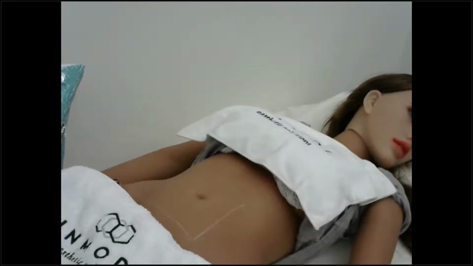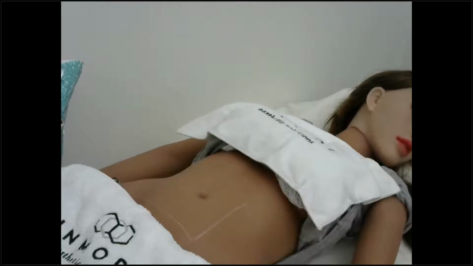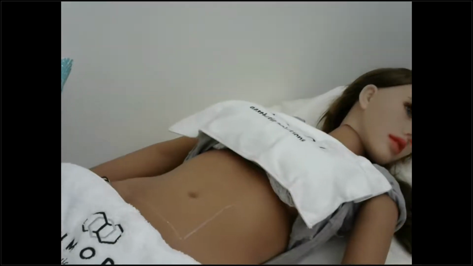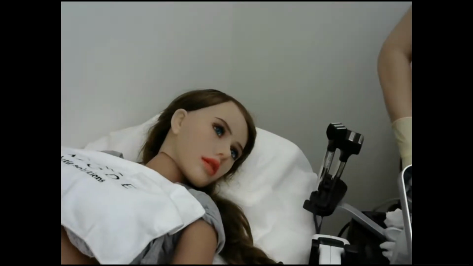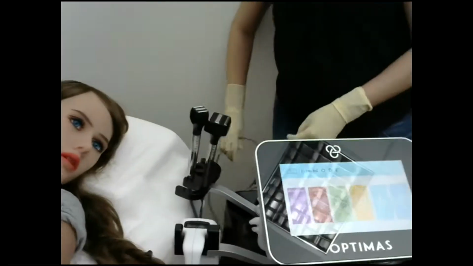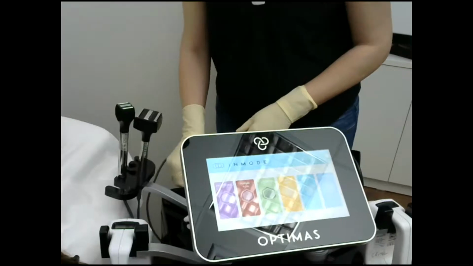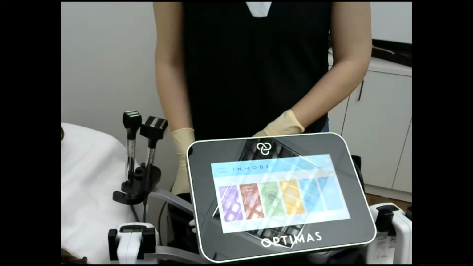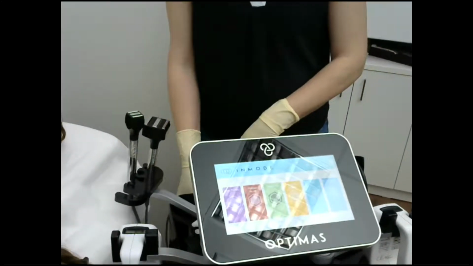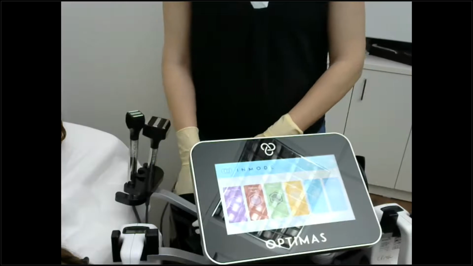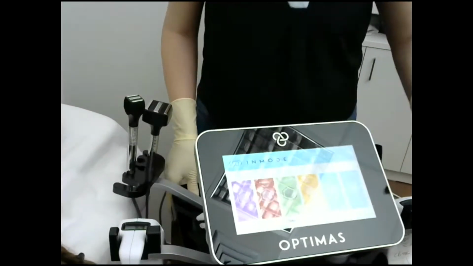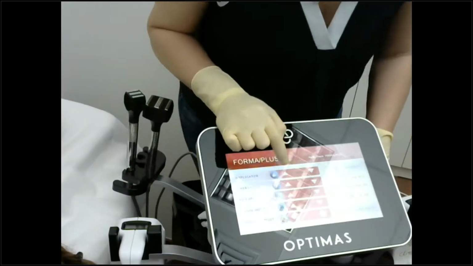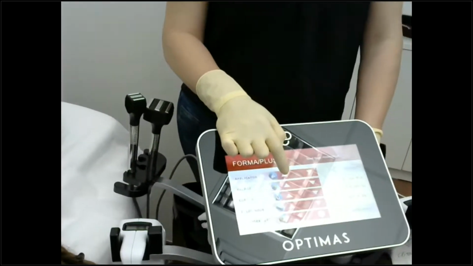I will now go back to the main menu, disconnect the Forma and connect the Plus applicator. We cannot actually heat up the tissue here because there isn't any tissue on the silicone, and we're not treating silicone yet. So now I'm going to have to change to the Plus applicator.